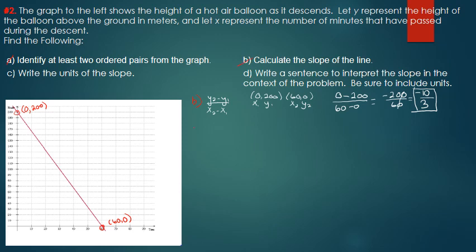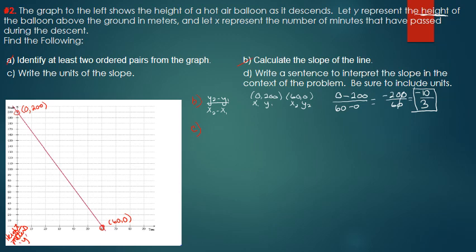Now part C, we want to identify units. This says the graph to the left shows the height of a hot air balloon as it descends. Let y represent the height. So here we have height on our y-axis, so I'm going to label that. So I have height, and again, that's on our y, and it's measured in meters. So let y represent the height of the balloon above the ground in meters. All right, that's my y.